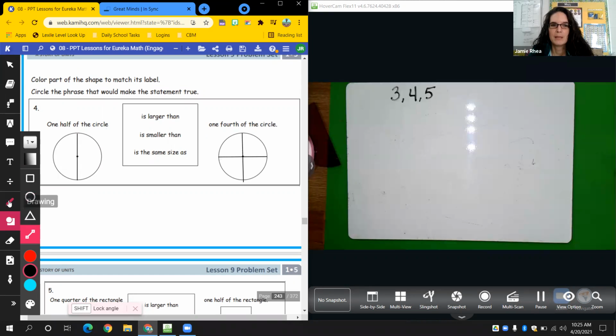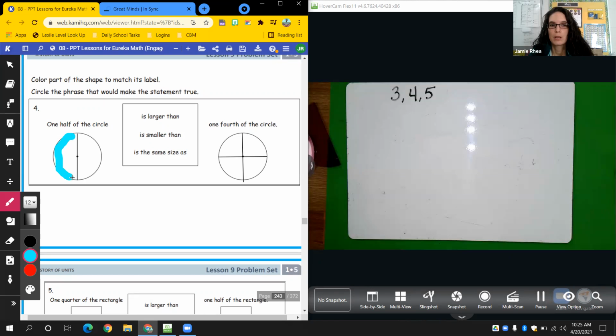Okay, then I'm going to get my drawing tool and I'm going to color in 1/2 because it says color part of the shape. So I got to show my work here. I'm going to do my best to color it in. Doesn't have to be perfect. Just do the best you can. 1/4. Okay, then you're going to, is 1/2 larger than 1/4? Is 1/2 smaller than 1/4? Is 1/2 the same size as 1/4? You've got to circle one of these, okay?